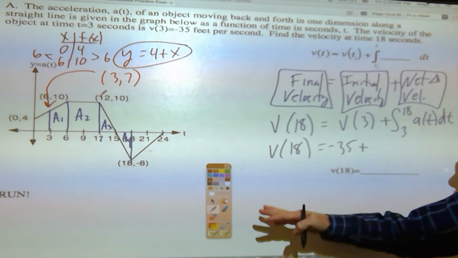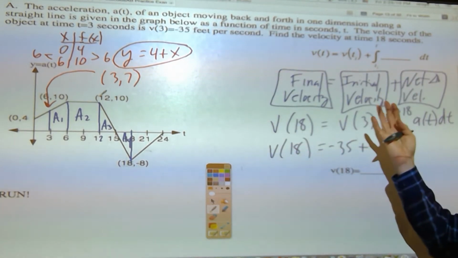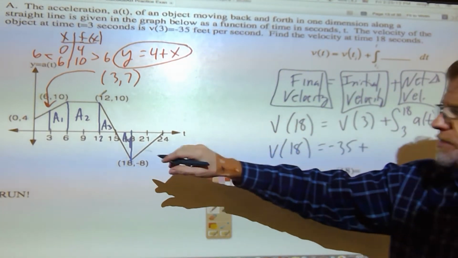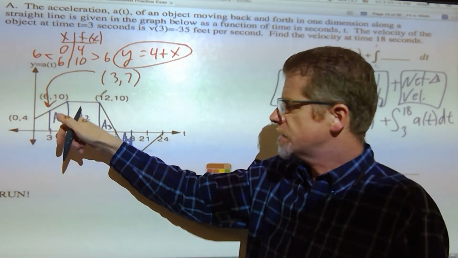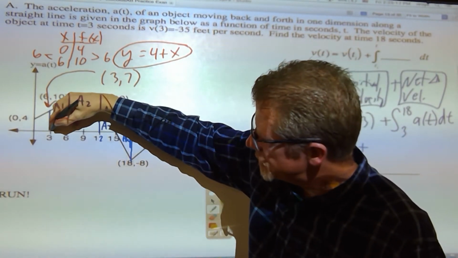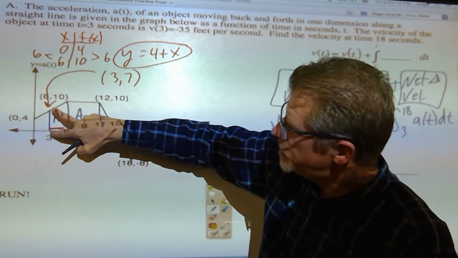You've had a chance to wrestle with this. You might have forgotten what the formula for the area of a trapezoid is. The basic idea is that you take the average of the bases times the height. I like to think of the height in this situation as being 3, and then one base is 7, the other base is 10.